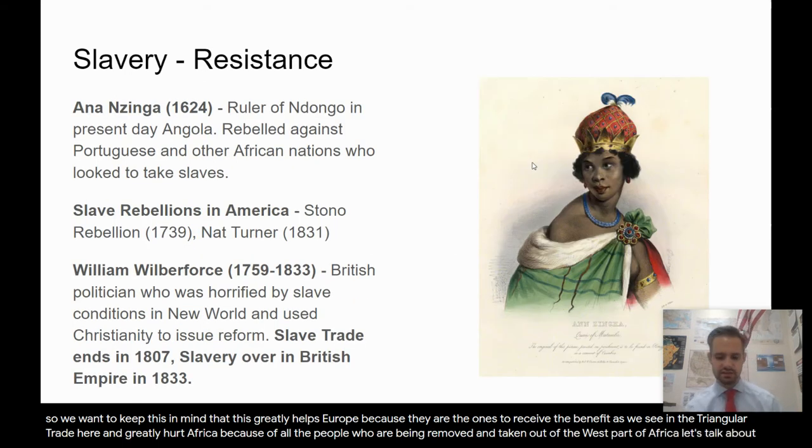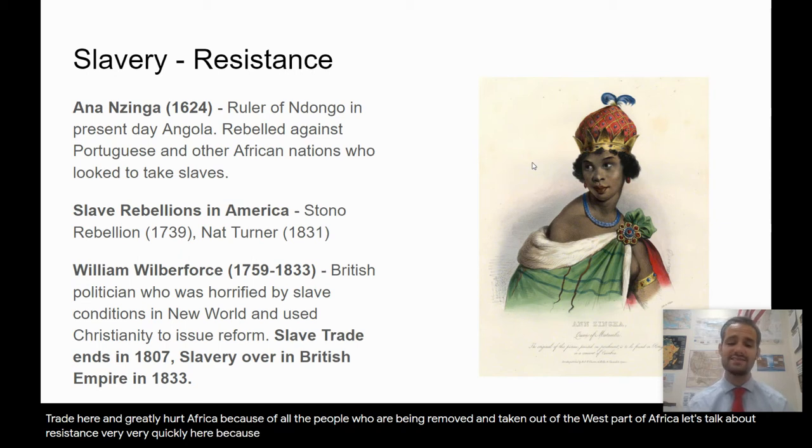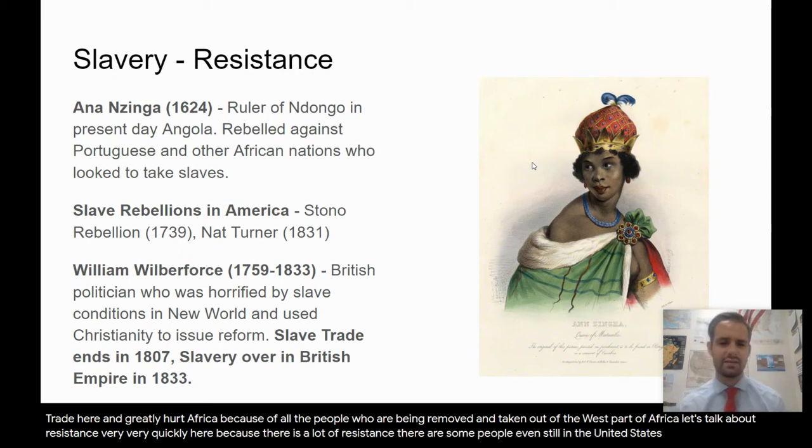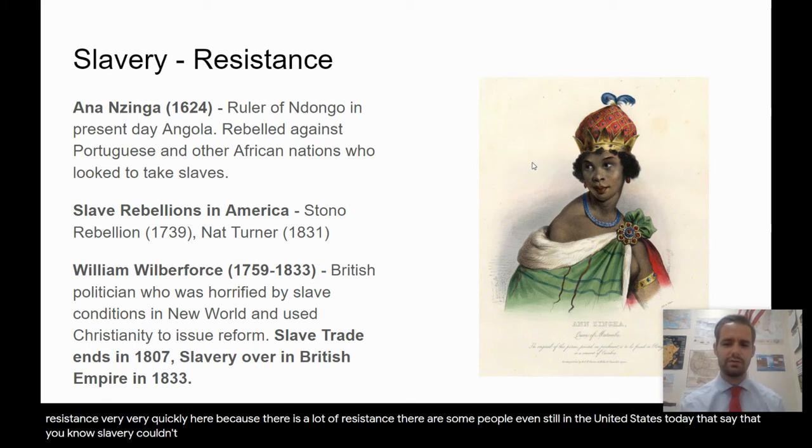Let's talk about resistance very, very quickly here, because there is a lot of resistance. There are some people, even still in the United States today, that say that slavery couldn't possibly be that bad because slaves didn't ever resist. Well, that's just not a true statement, because slavery was awful and people did resist.